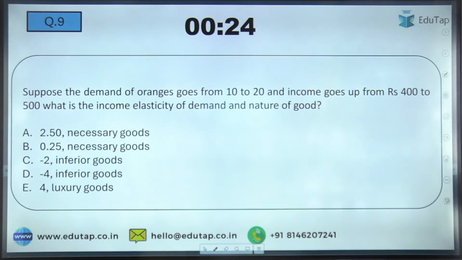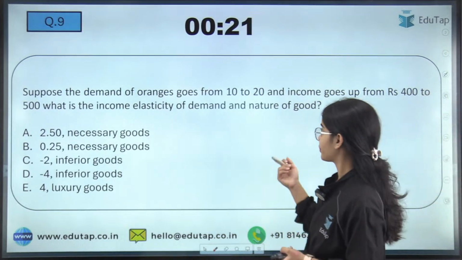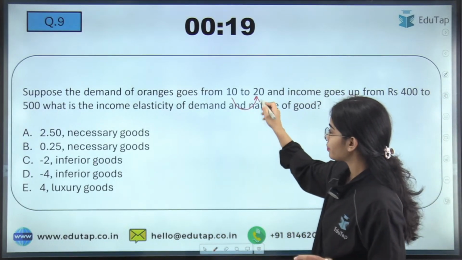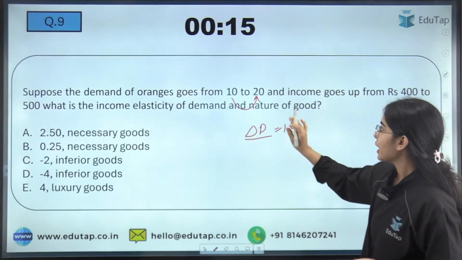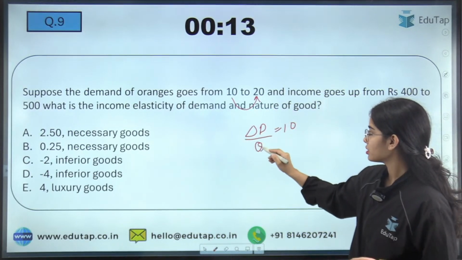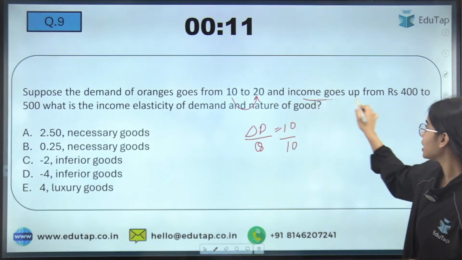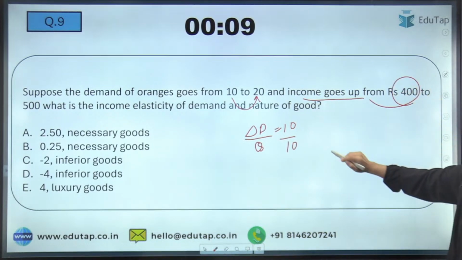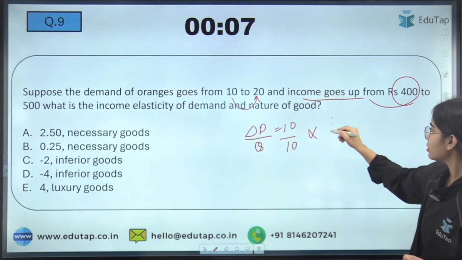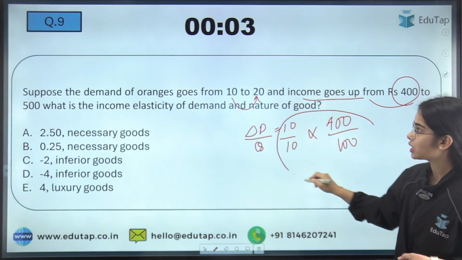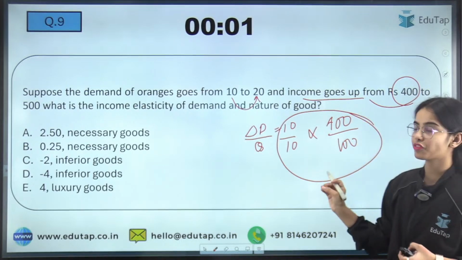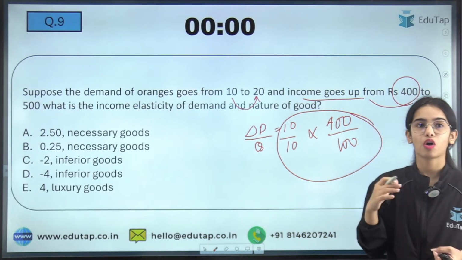So suppose the demand for oranges goes from 10 to 20. So there is a change in demand by 10, and the original demand is also 10. The income goes up from 400 to 500. That means the original income was 400 and the change in income is 100. So here, what is the income elasticity of demand and what is the nature of the good?